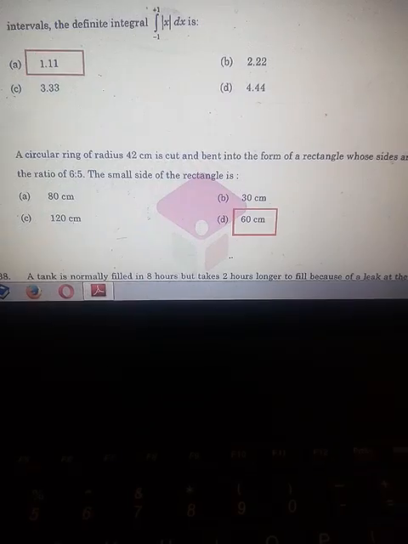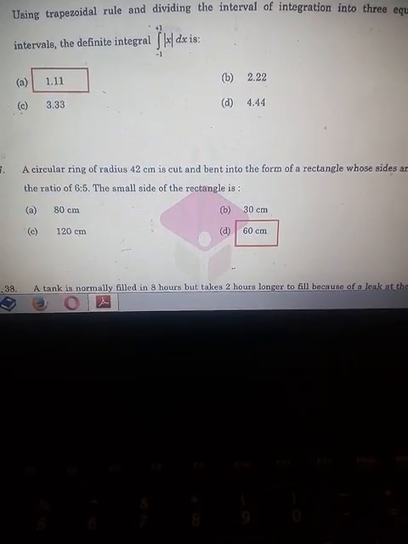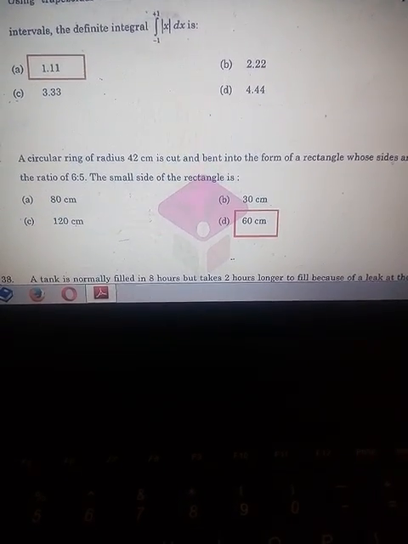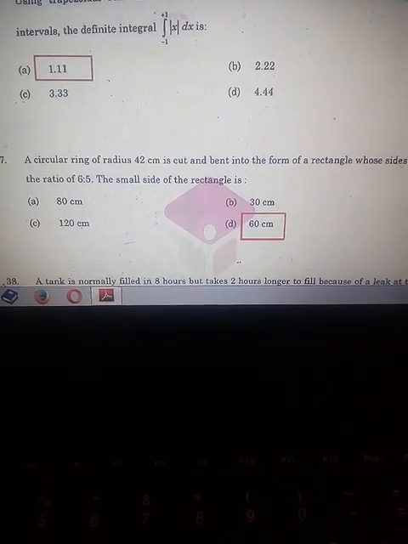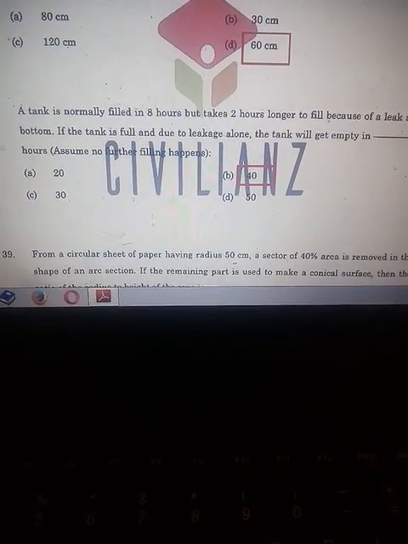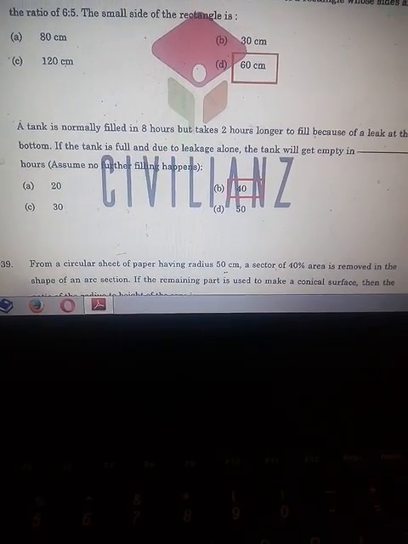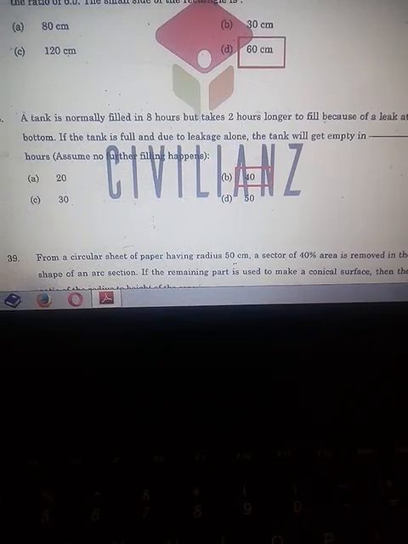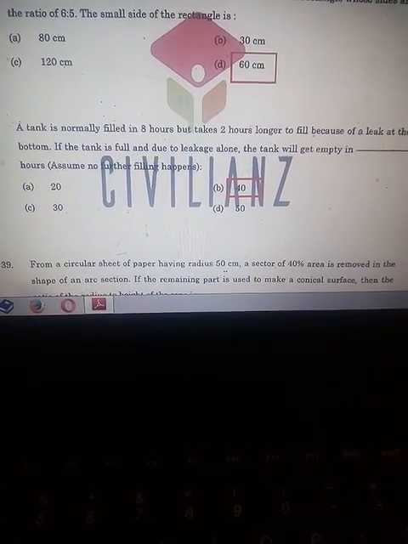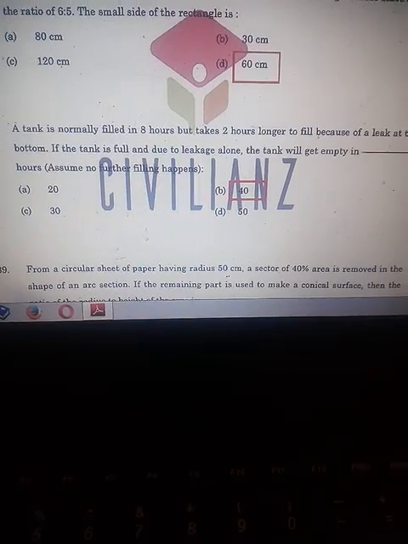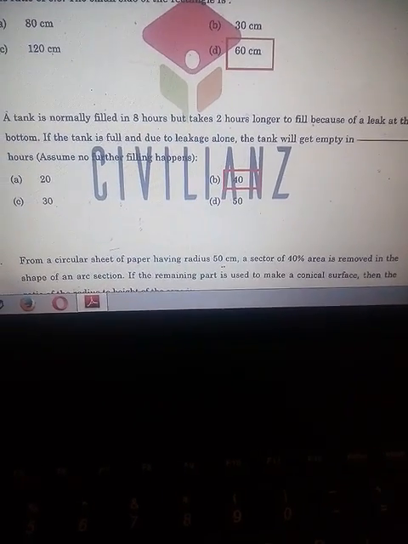Now it's a mathematical problem. A circular ring of radius 42 cm is cut and bent into the form of a rectangle whose sides are in the ratio of 6:5. So the smaller side of the rectangle is 60 cm. Now next question, a tank is normally filled in 8 hours but takes 2 hours longer to fill because of a leak at the bottom. If the tank is filled, due to the leakage alone the tank will get empty in 40 hours. So the right answer of this question will be B.